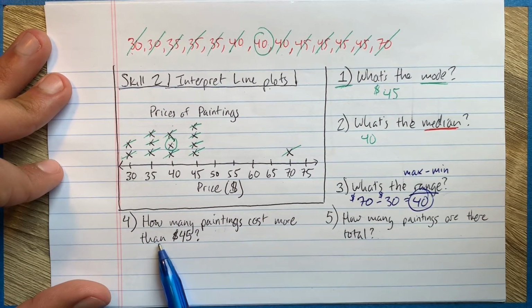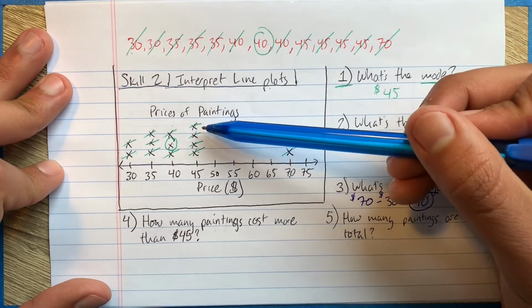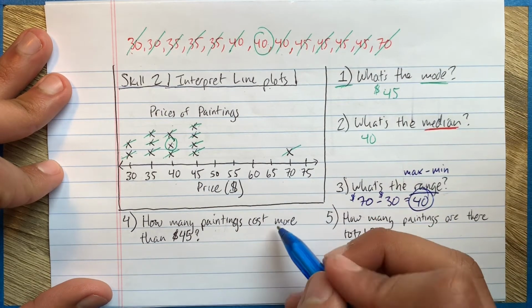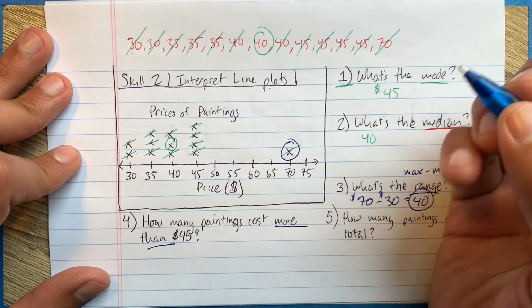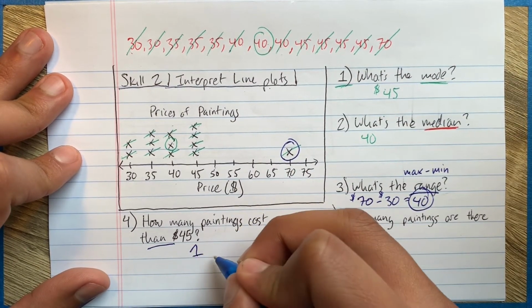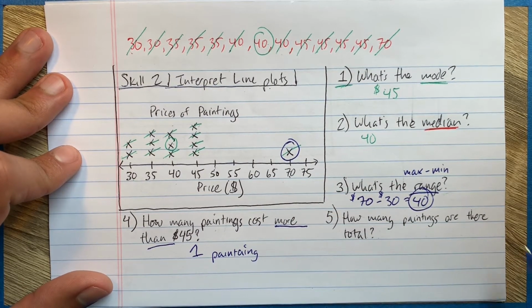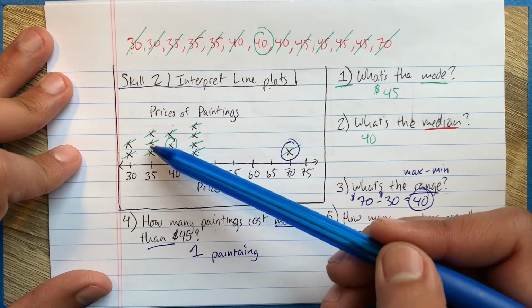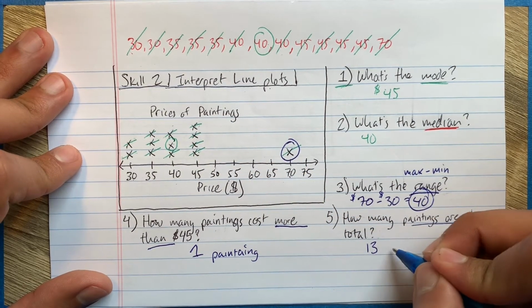Question 4 is asking how many paintings cost more than $45. So how many x's are more than $45? Well, we're not going to count these because these actually do cost $45, and we want to know how many cost more than $45. And if we look at our line graph, there's only one painting that costs more than that. So our answer is one painting. Lastly, how many paintings are there in total? Well, to do this, you just count the number of x's. So 1, 2, 3, 4, 5, 6, 7, 8, 9, 10, 11, 12, 13. 13 paintings.